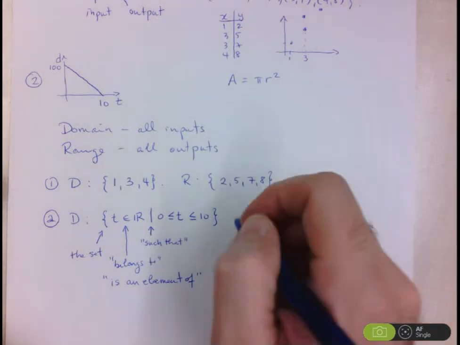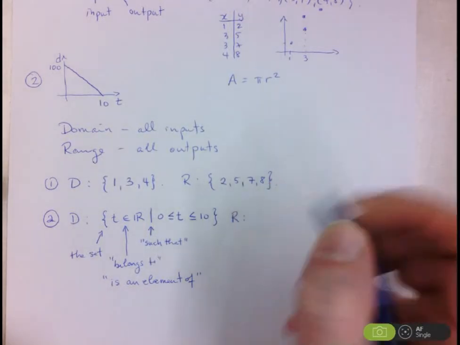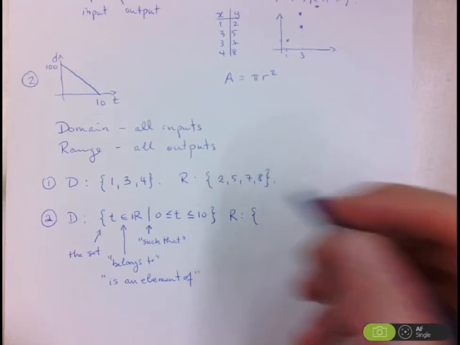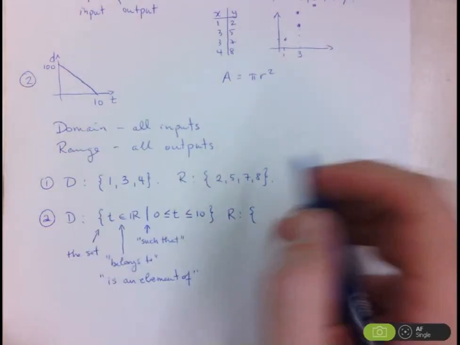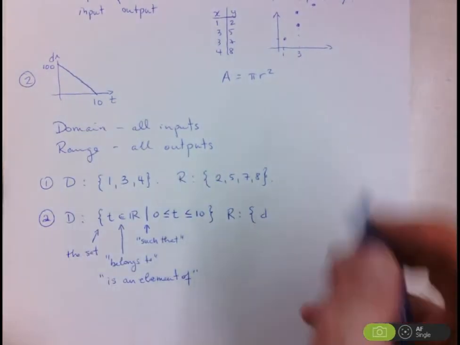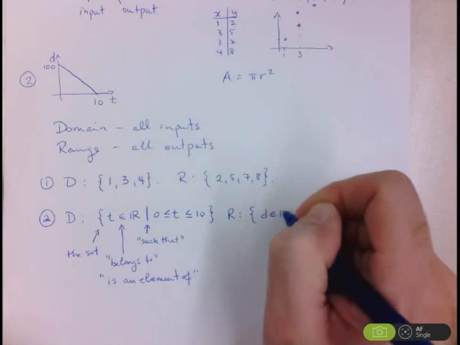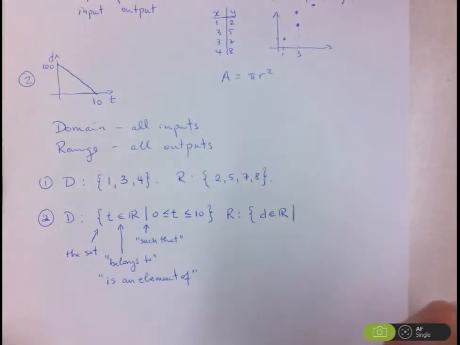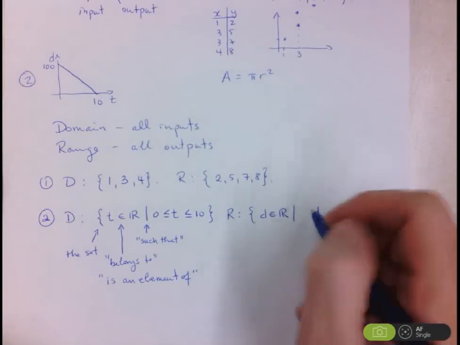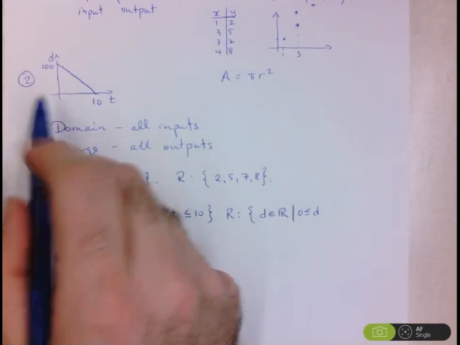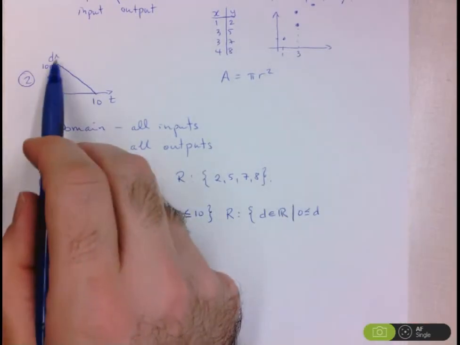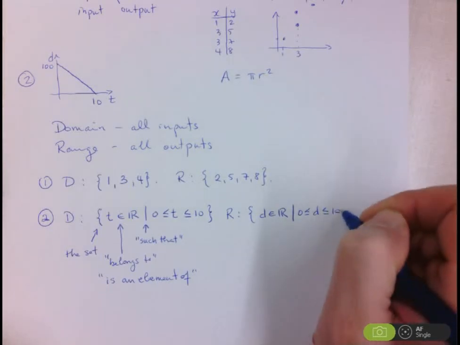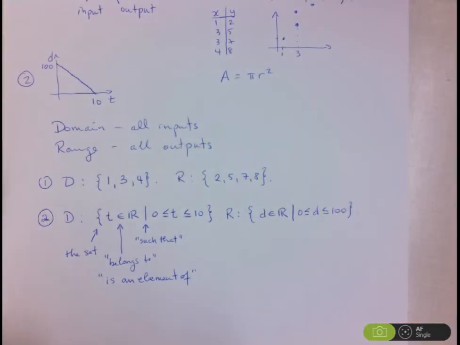Okay, and we'll have something very similar for the range values. Okay, in this case here, we'll use the variable that's being indicated. So we're saying that our distance values can be elements of the real number system, but again, there's a condition such that d is greater than or equal to 0, okay, but needs to be less than or equal to 100. And there's our range.